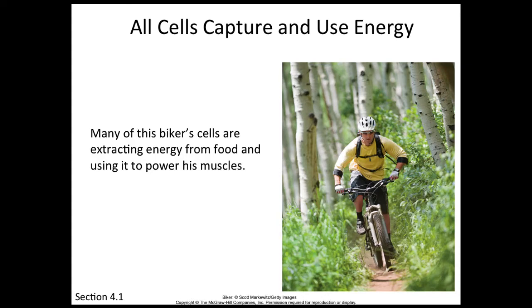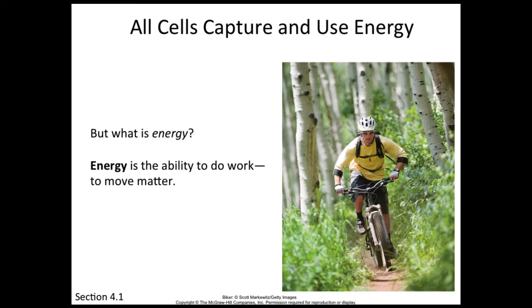Now we're at the beginning of chapter 4. It shows us a cyclist, and that cyclist is powering their bike through this forest. Many of the cyclist's cells are extracting energy from food and using it to power his muscles. But what is energy? Well, energy is simply defined as the ability to do work, or more specifically, to move matter.